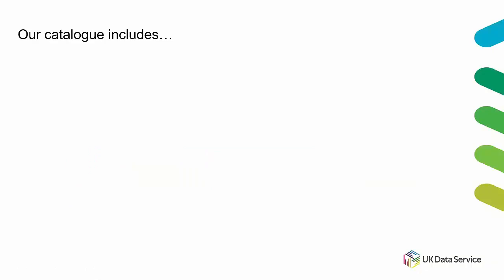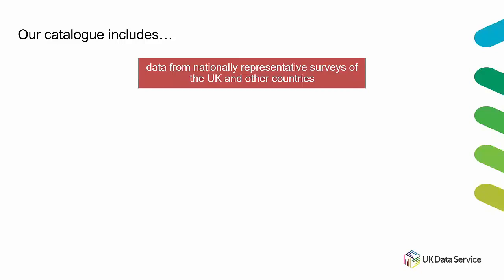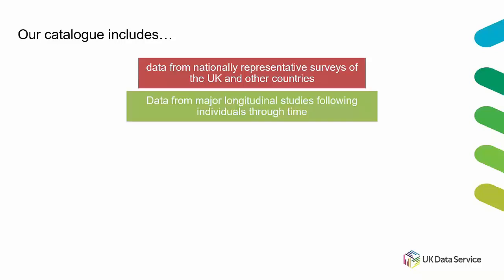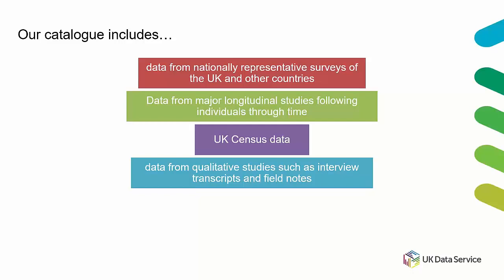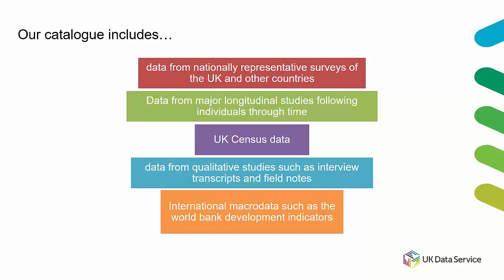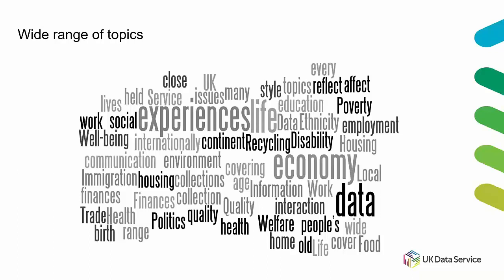And what kind of data do we have? We've got a wide range of data in our collection, and it includes data from nationally representative surveys of the UK and also of other countries, including cross-national studies. Data from major longitudinal studies that follow individuals through their lives. Data from the UK Census, data from qualitative studies such as interview transcripts and field notes, and data from international macro databases such as the World Bank Development Indicators. Collectively, the data collection that we have available covers a wide range of social science topics. So we've got data relating to work and employment, but also politics, immigration and well-being.